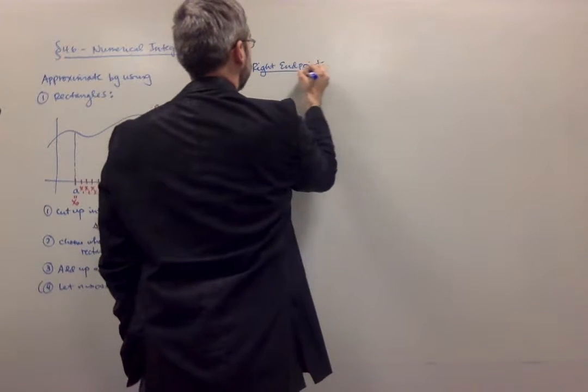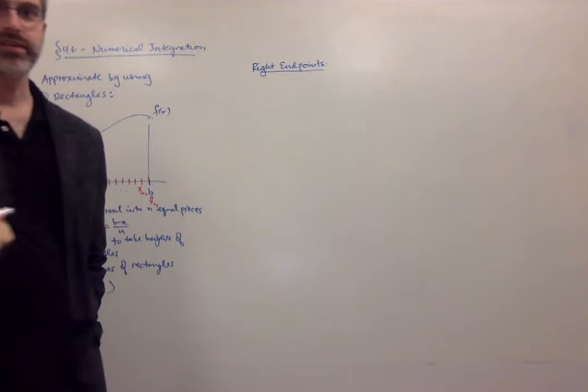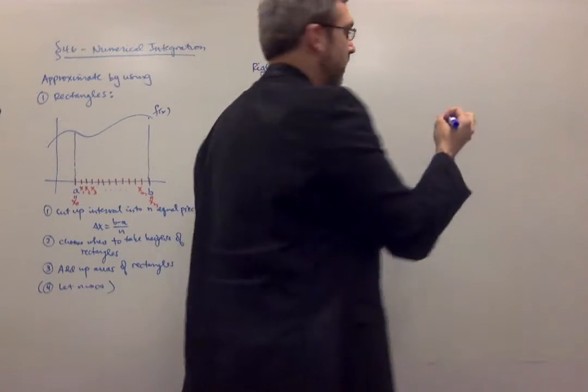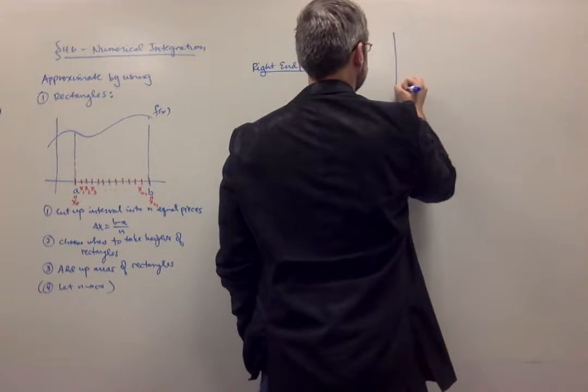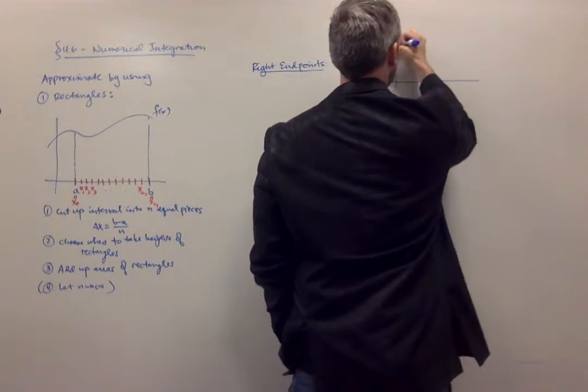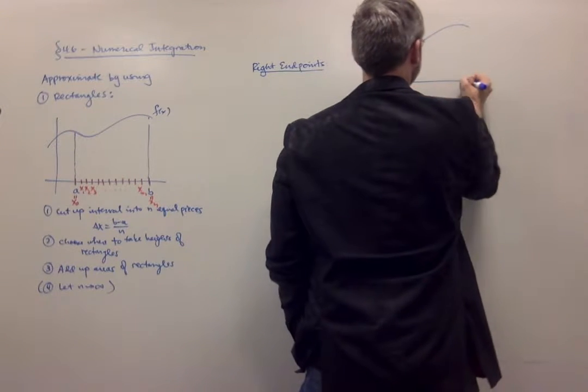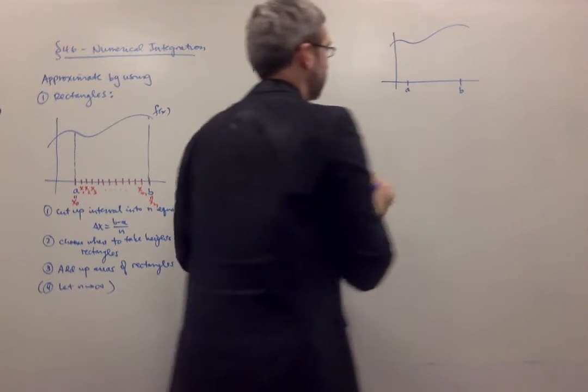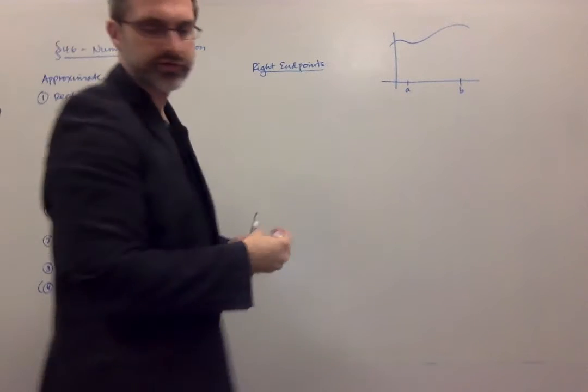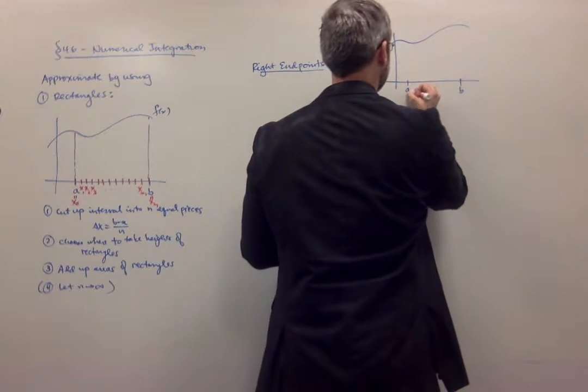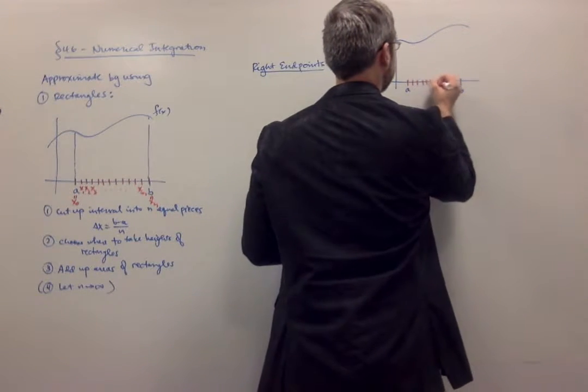Okay, we're going to do rectangles in three different ways. The first way is right endpoints, and we're used to doing this, so this shouldn't be too crazy or shocking. But I want to just draw this for you here. Okay. Again, I cut this up into n pieces.